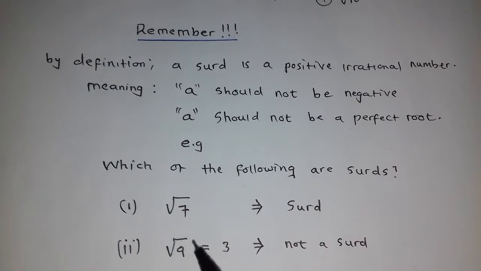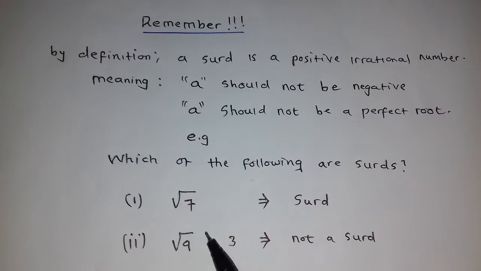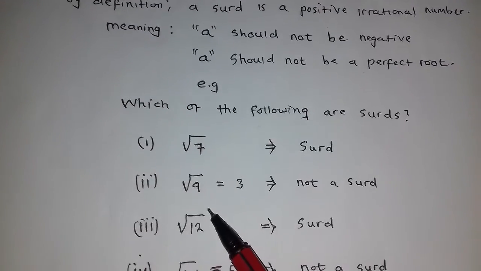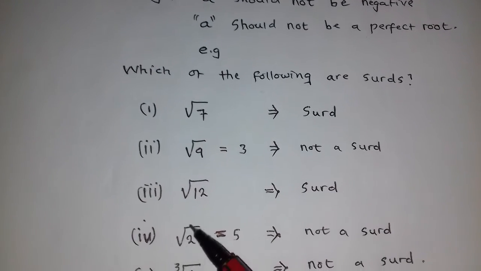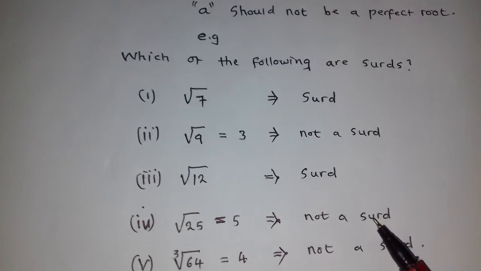But 9 has a perfect square root, which is 3. Therefore, the square root of 9 is not a SURD. We don't have a perfect square root of 12, therefore it is a SURD. We know that the square root of 25 is 5, therefore it is not a SURD.